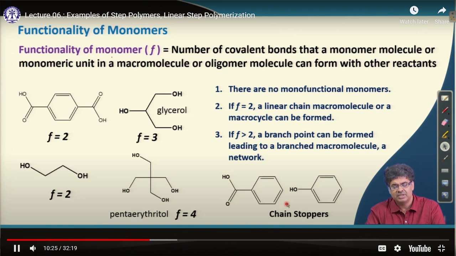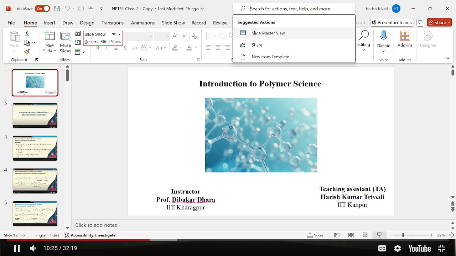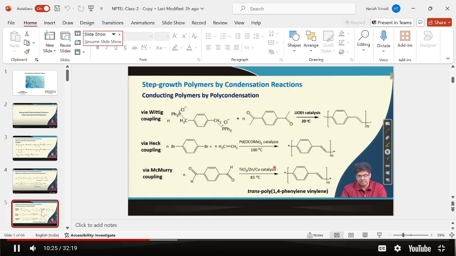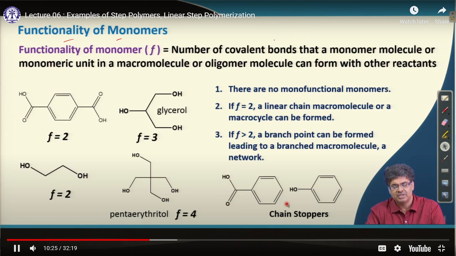Now we will discuss the functionality of monomer. What is the functionality of monomer? Just suppose it is one person.